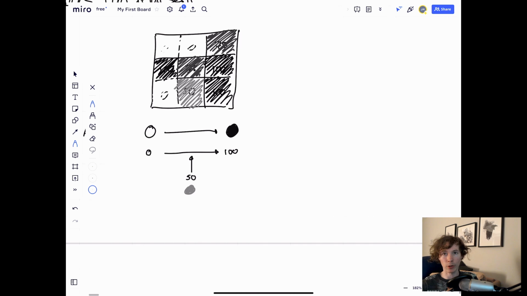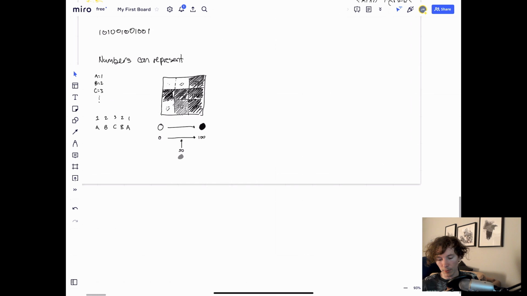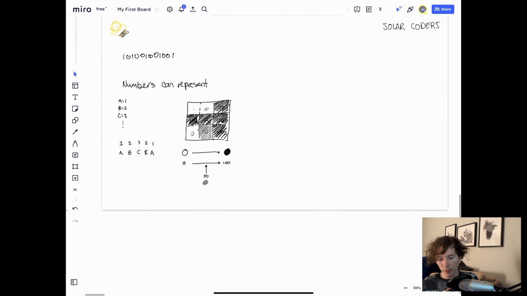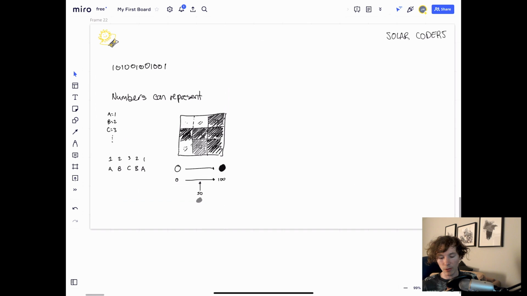And this is exactly what a computer does. Now, the reason that I'm bringing this up and the reason that I'm making such a big deal out of it is because if you understand that numbers can represent any information, then you can understand how binary can represent any information if you understand how binary works. Because binary, at the end of the day, just represents a number. So let's take a look at what that means.